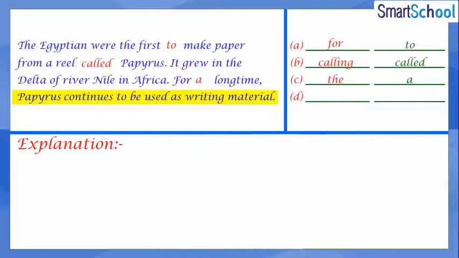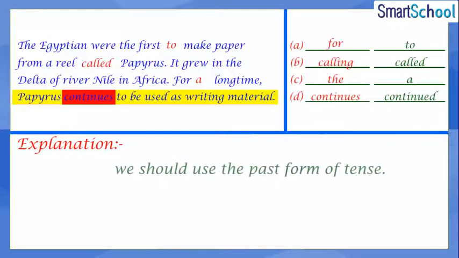Papyrus continues to be used as writing material. In this line, we find that the word "continues" has been wrongly used. It should be replaced by "continued". Since we are talking of an event of the past, we should use the past form of tense. Hence, "continues", which is the present form of tense, should be replaced by the past form, which is "continued". So the sentence will be, papyrus continued to be used as writing material.